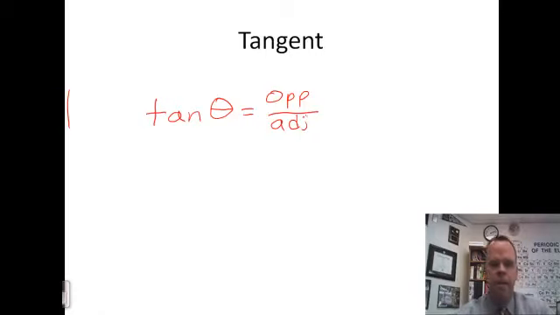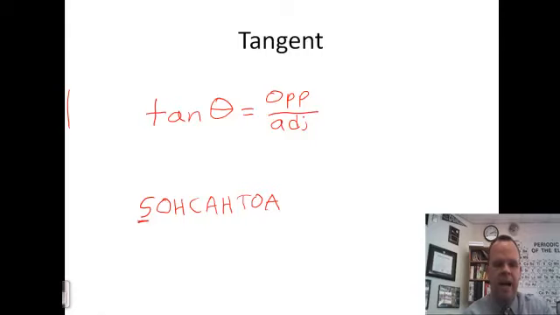The easy way to remember this is a little mnemonic device that you probably have all used before. So, SOH CAH TOA. Sine, opposite, hypotenuse. Cosine, adjacent, hypotenuse. Tangent, opposite, adjacent. So SOHCAHTOA to remember those three formulas.